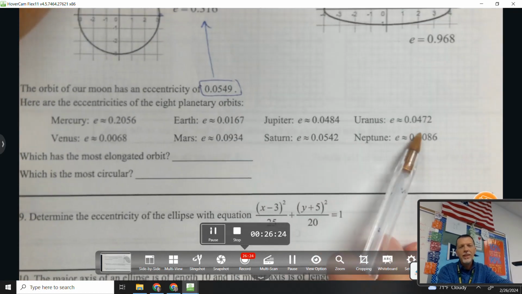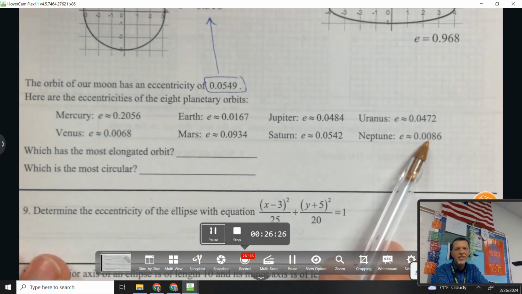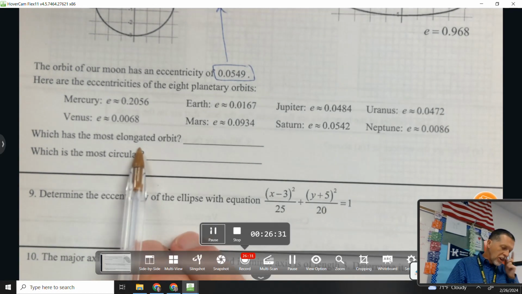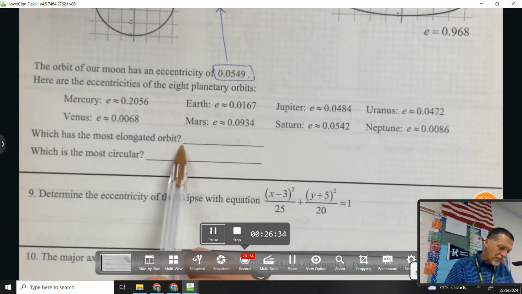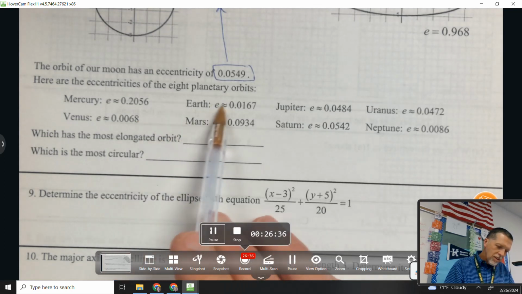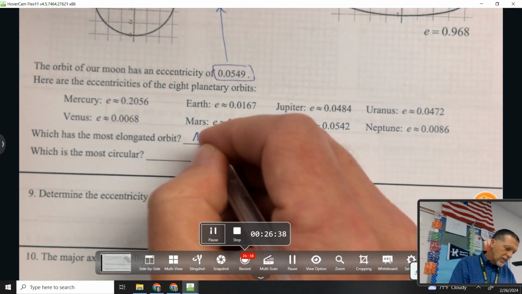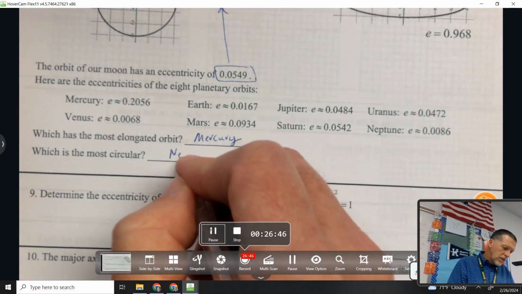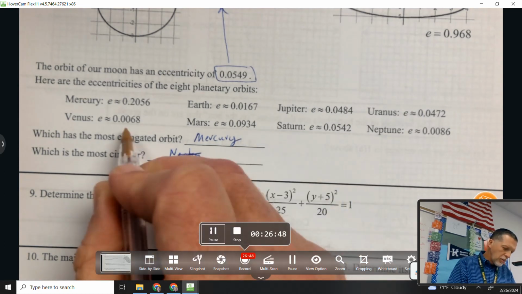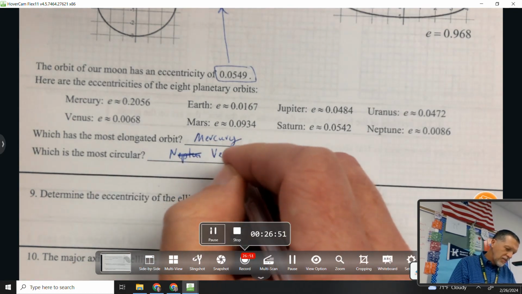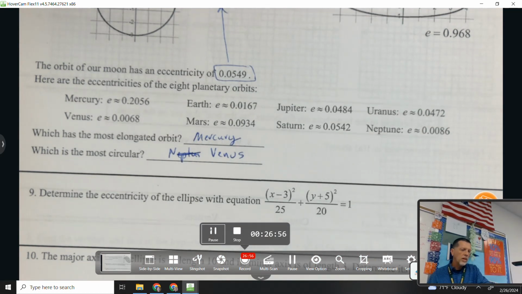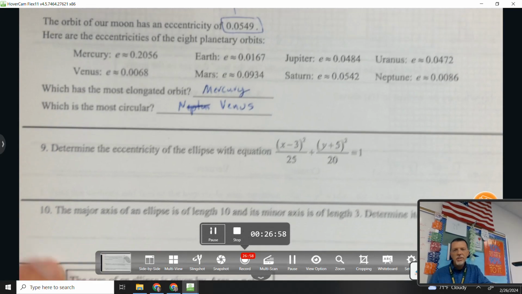Especially like Neptune, 0.0086. I mean, that's a circle. So looking at those, which has the most elongated orbit? Mercury. Mercury by a long way. And the most circular is Neptune. Oops, is it? 0.006. Yep, Venus. Just kind of interesting stuff there.